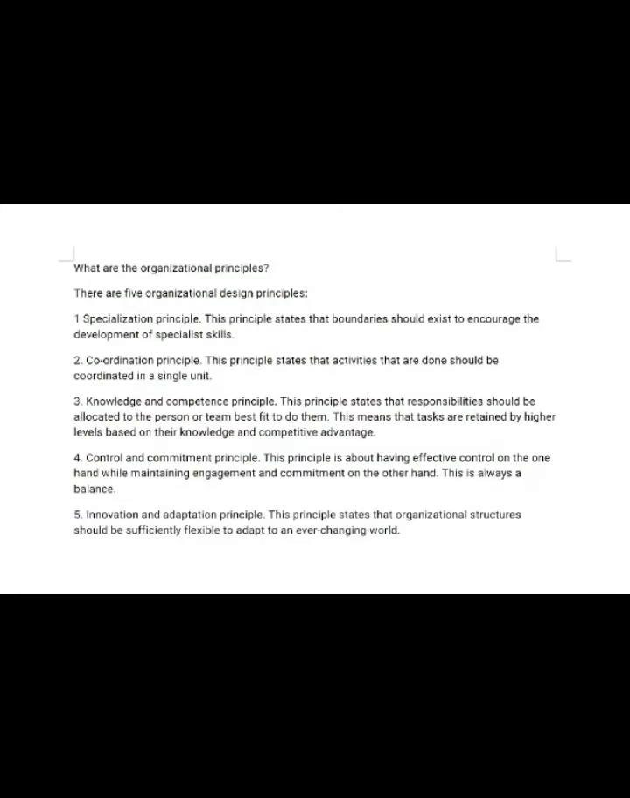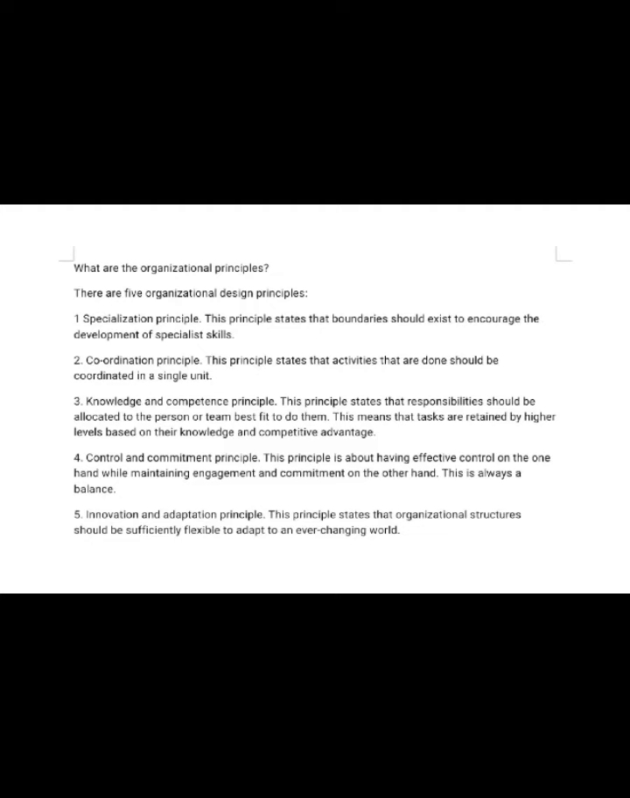What are the organizational principles? There are 5 organizational design principles. First, specialization principle. This principle states that boundaries should exist to encourage the development of specialist skills. Second, coordination principle. This principle states that activities that are done should be coordinated in a single unit.